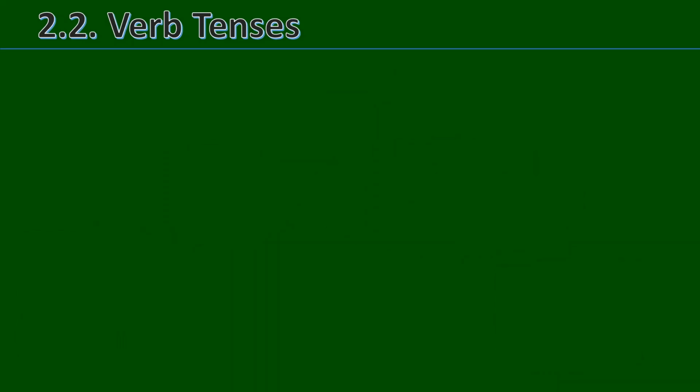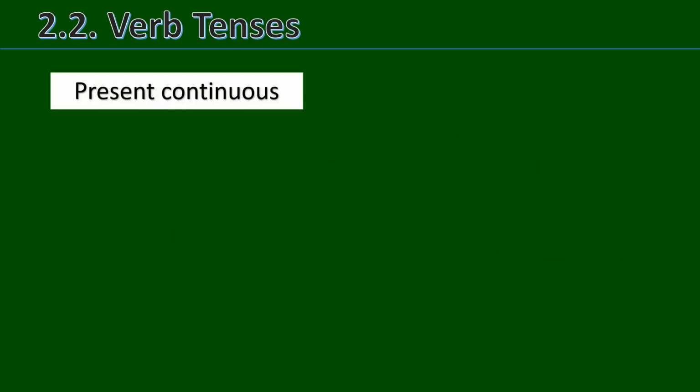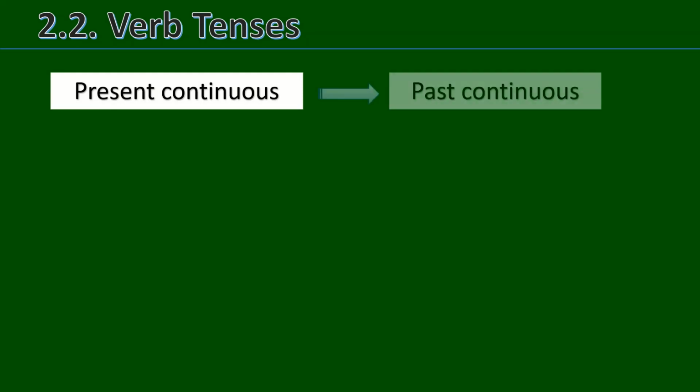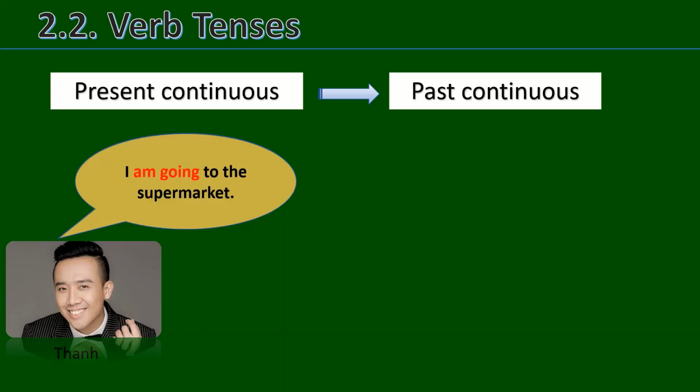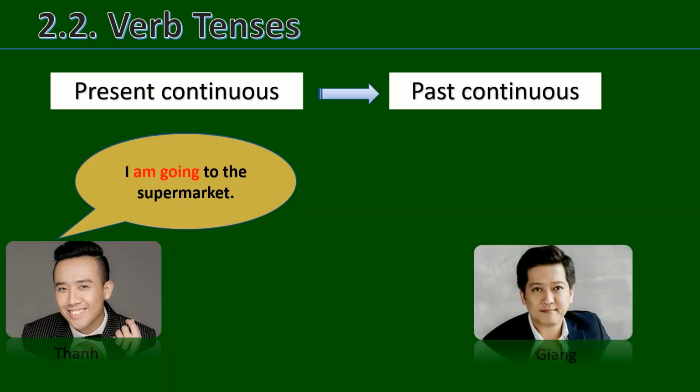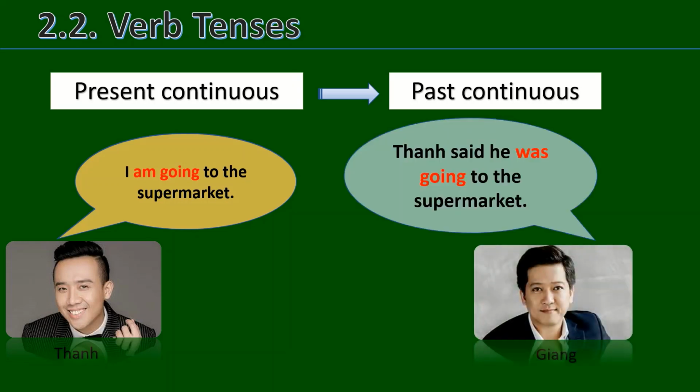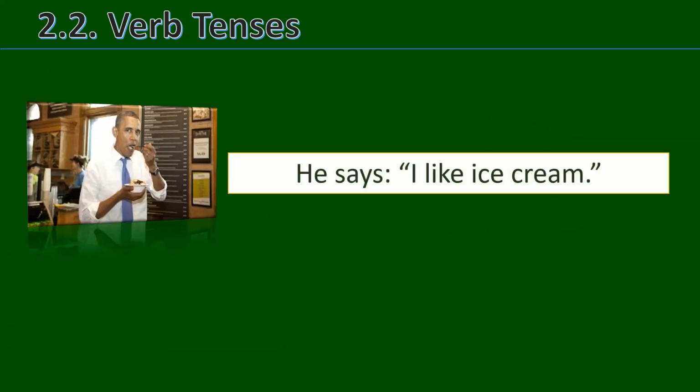Let's move to another example. Present continuous. We will move to past continuous. For example, Trấn Thành said, I am going to the supermarket. So when you report this sentence of Trấn Thành, I'm going, we have to change into was going. Thanh said he was going to the supermarket.